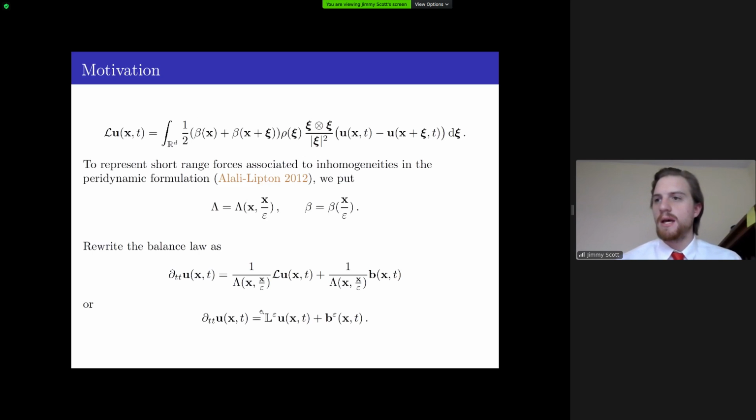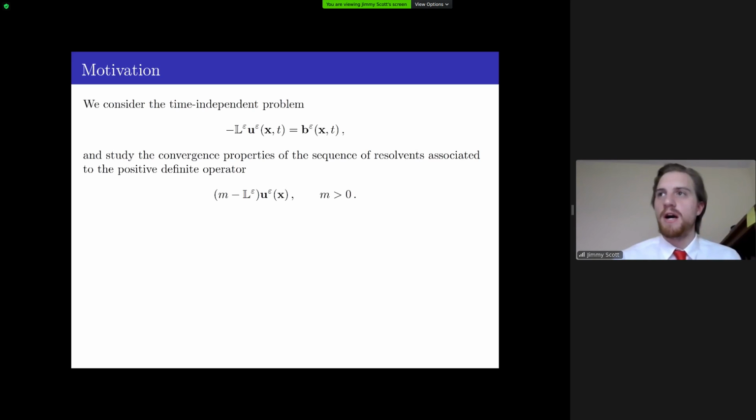So we've rewritten this as such, and what we were able to prove was for the time independent problem. This should just be x; t shouldn't be there. We consider the time independent problem, or the static problem, and then we look at the convergence properties of the solutions as epsilon goes to 0. Convergence meaning a sequence in epsilon.